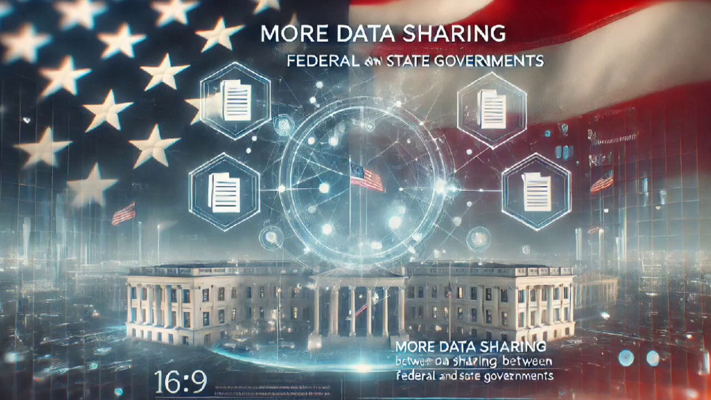Next key change is more data sharing between federal and state governments. The new order requires federal agencies to share data with states to verify voter eligibility. This means information from social security records, immigration databases, and government resources will be used to check if a voter is legally allowed to cast a ballot or not. Some experts worry that errors in these databases could lead to eligible voters being removed from the registration list.